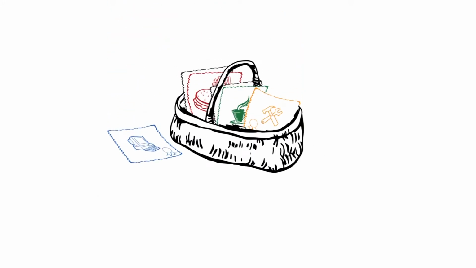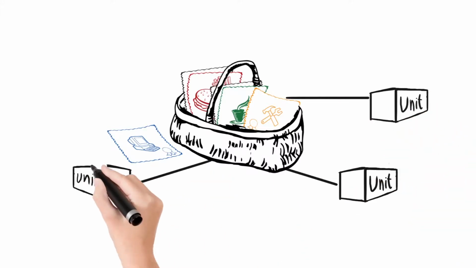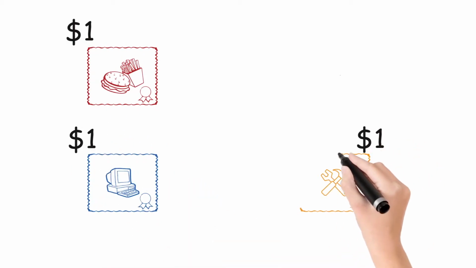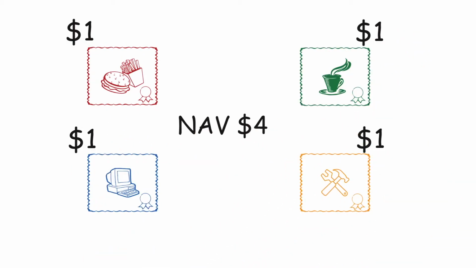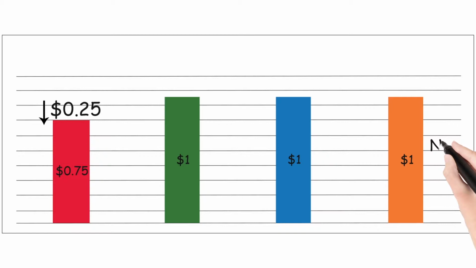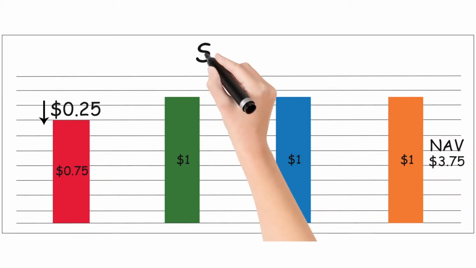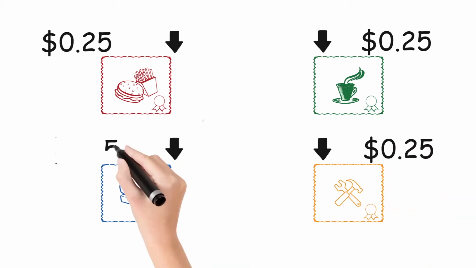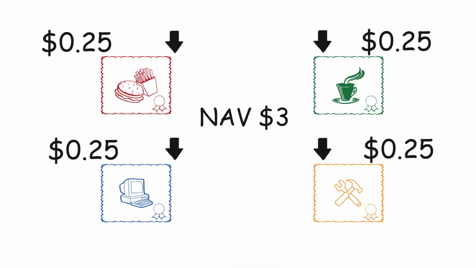All funds work off NAV. It's the value of all the securities the fund holds divided by the number of units. So if a fund held 4 securities, each worth $1, every unit would have a NAV of $4. If one stock were to fall in price by 25 cents, NAV would now be $3.75. If each security fell in price by 25 cents, NAV would now be $3.